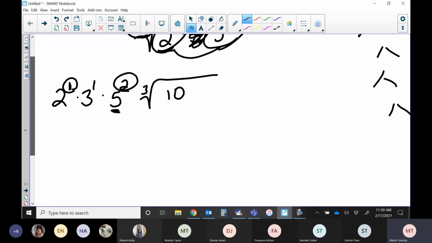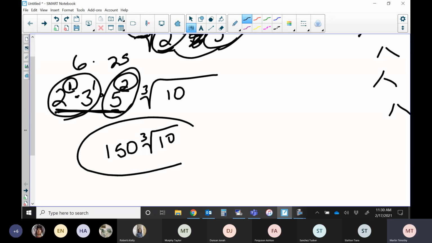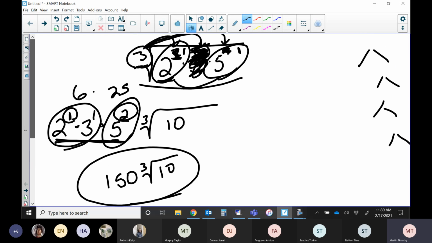And finally, I have to take care of all of this stuff. So I have to multiply all this stuff together. So first I do 5 squared, which is 25. Then I would personally do 2 times 3, which is 6. And then 6 times 25 would be 150 cube roots of 10. And that would be my simplified version of whatever massive number this cube root of it was.